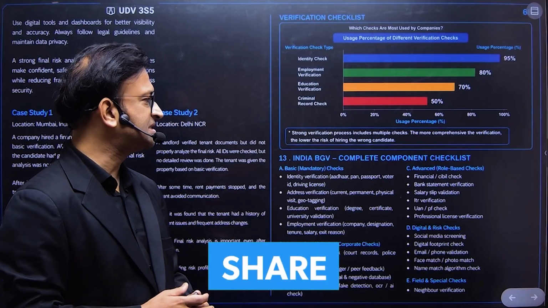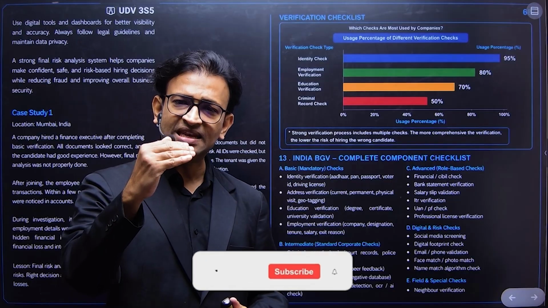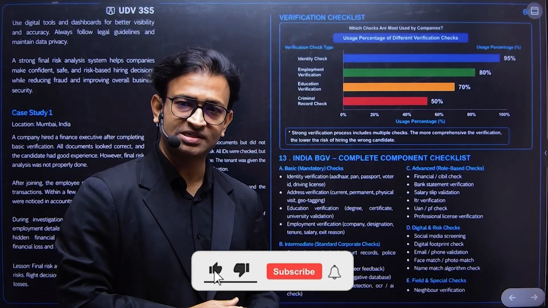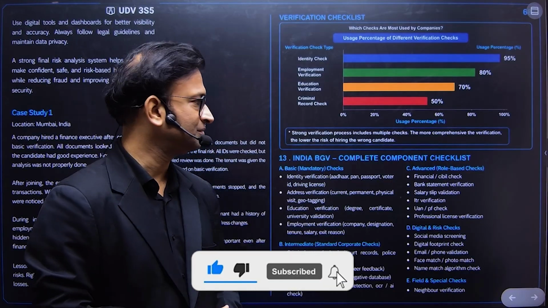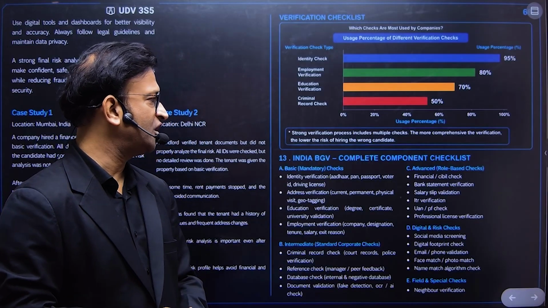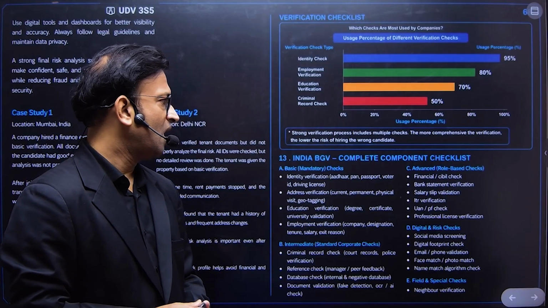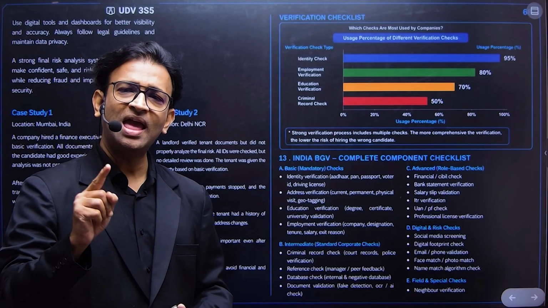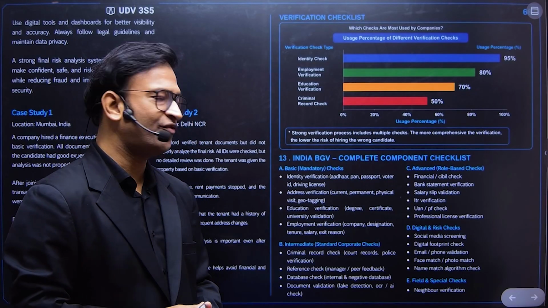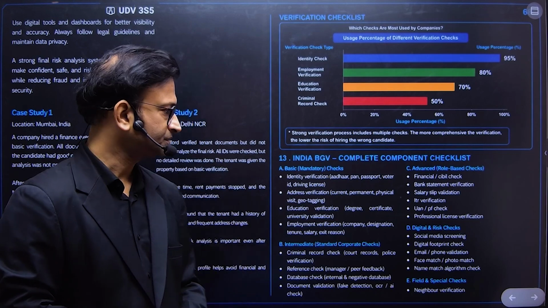Moving on to C, advanced checks, which depend on senior, high-risk roles and sensitive roles as well. Financial: CIBIL check, bank statement verification, salary slip or pay slip verification, ITR verification, UAN PF check, and professional license verification is also important.